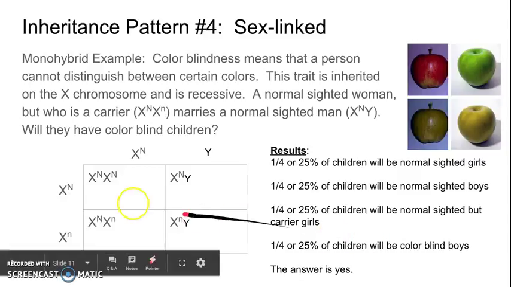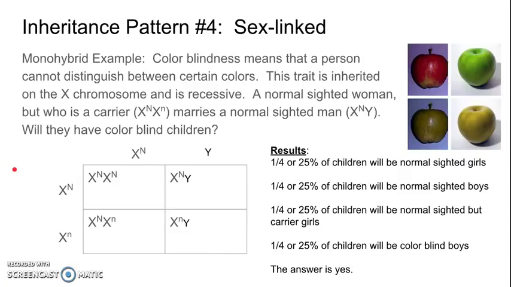Color blindness is a vision disorder that means that a person cannot distinguish between certain colors. There are different types, but in the situation that I'm presenting, we'll just look at red-green color blindness. The picture illustrates what a red apple and a green apple would look like to a person with normal sight, and also to a person that has red-green color blindness. So you can see the difference. This trait is inherited only on the X chromosome, and it is recessive, meaning that it is not dominant.